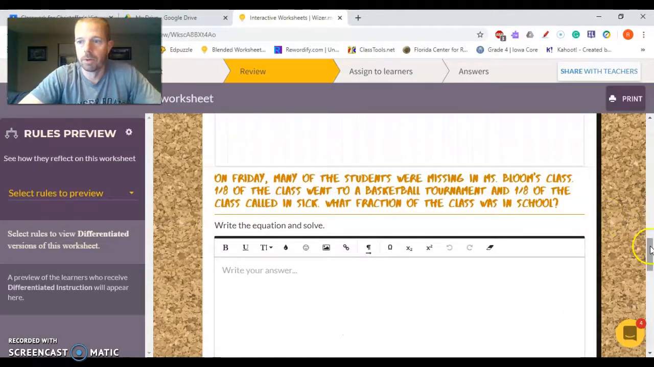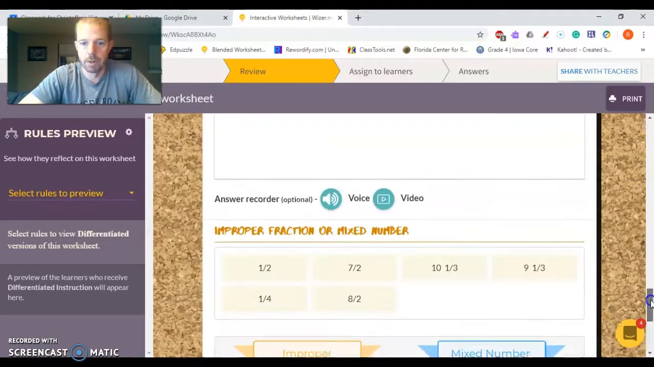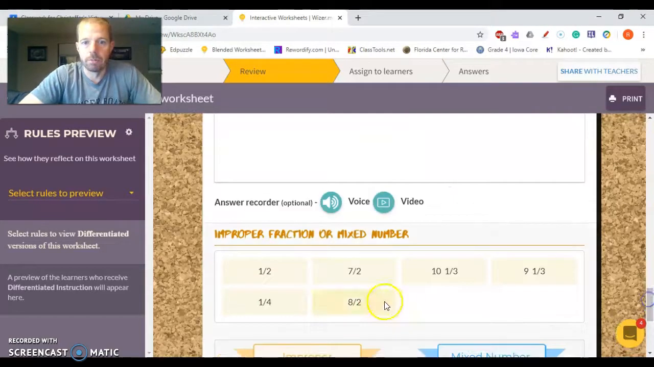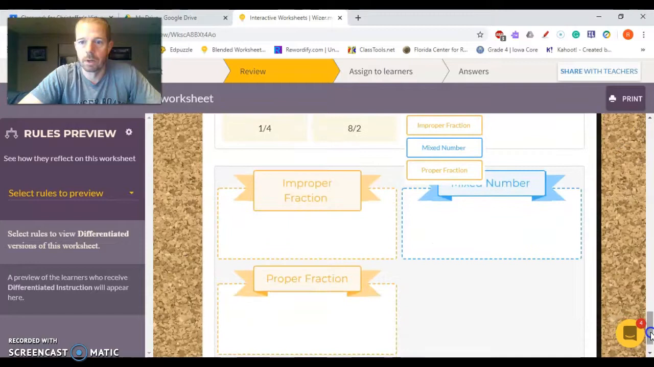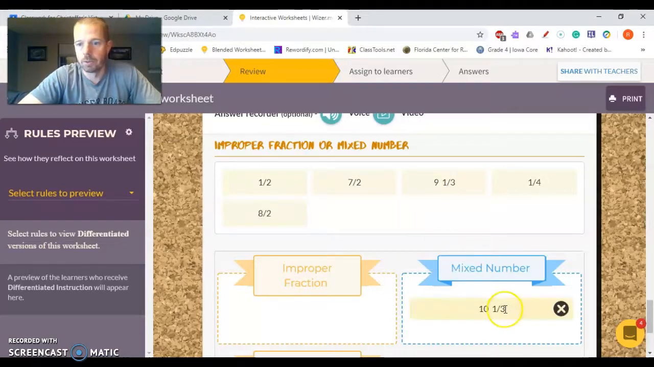Got a story problem here that you're going to solve. An equation where you're solving a mixed number, so 8 3/4 plus 8 2/4. Go ahead and solve that, simplify. And then you have a little matching where you're moving the improper and mixed numbers and proper fractions to the correct spot. So if I feel like this one is a mixed number, I'd click here and it would move it to that spot. Okay?